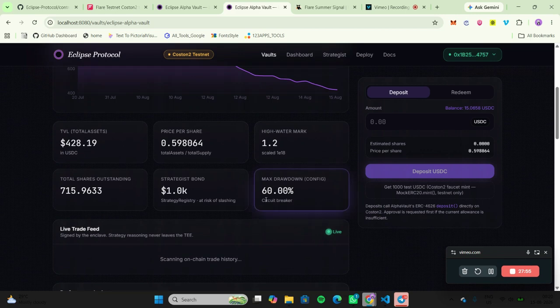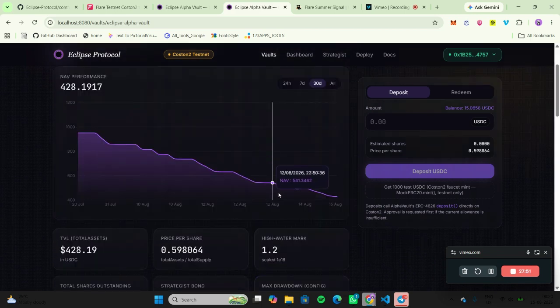Now let's demonstrate how the investors actually interact with it, with a real transaction. I am connecting a wallet and depositing the USDC into the alpha vault. Just let me do it.